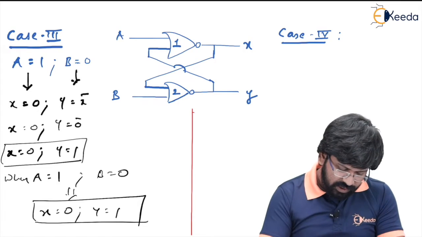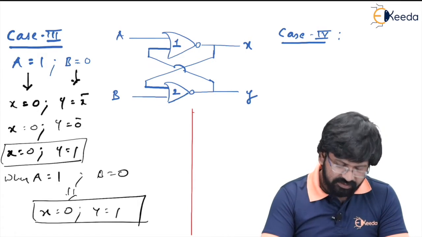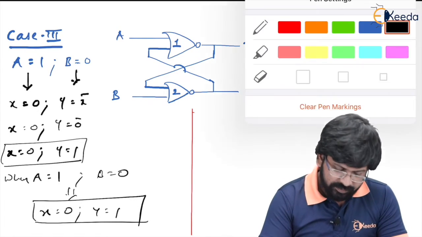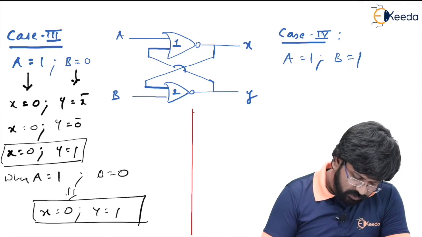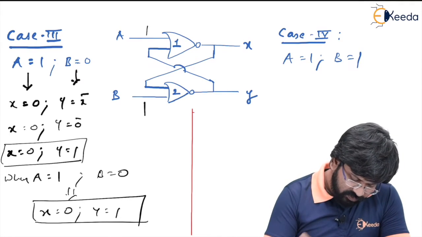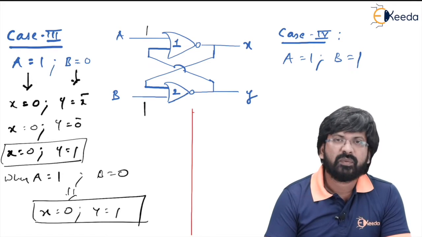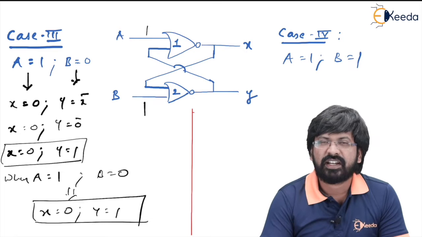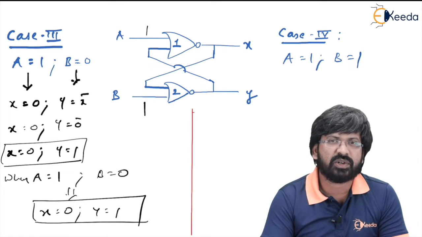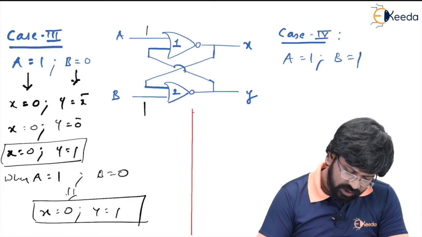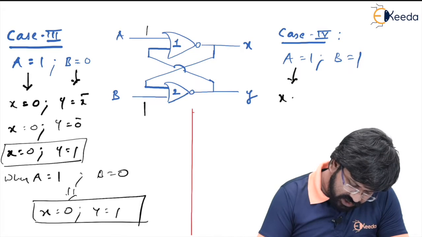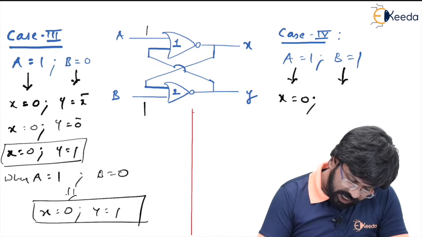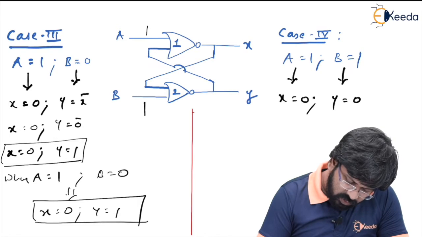So let's study the last case that we have, that is a equal to 1 and b equal to 1. Since a equal to 1 and b equal to 1, let us assume 1 1 here. So we know the fact, for every NOR gate, when one of the inputs is fixed to 1, it gets disabled and the output is 0 irrespective of what you apply as the second input. Therefore, A equal to 1 causes X to become 0 and B equal to 1 causes Y to also become 0.